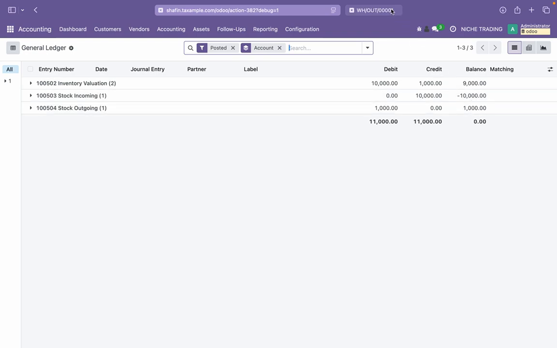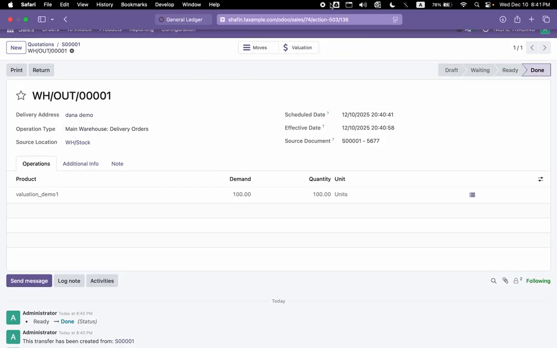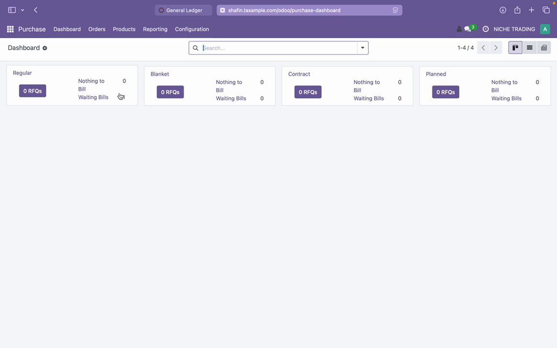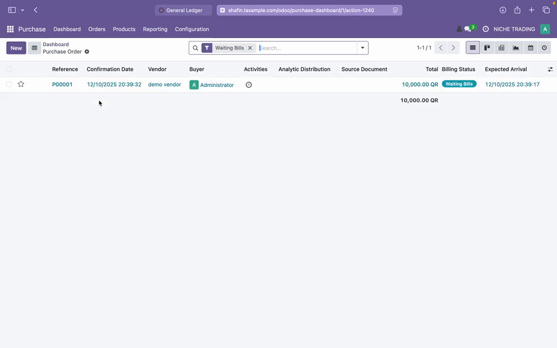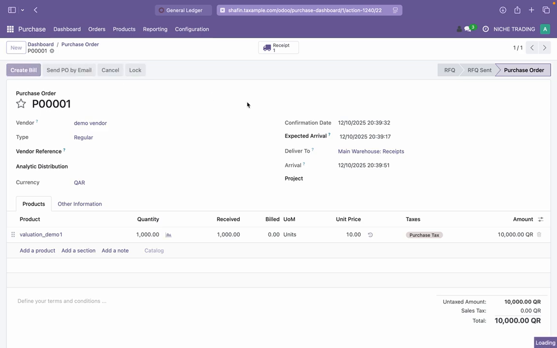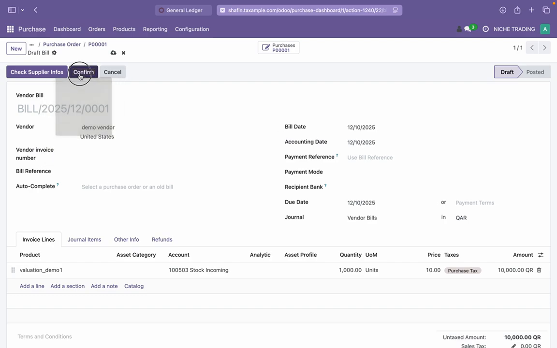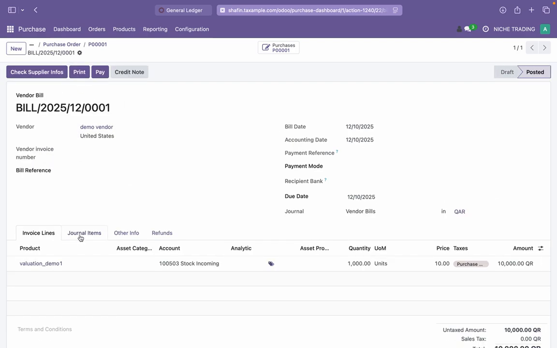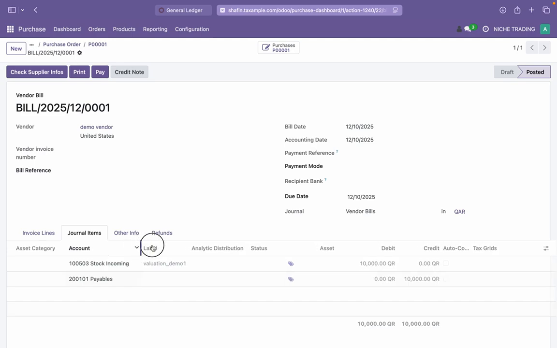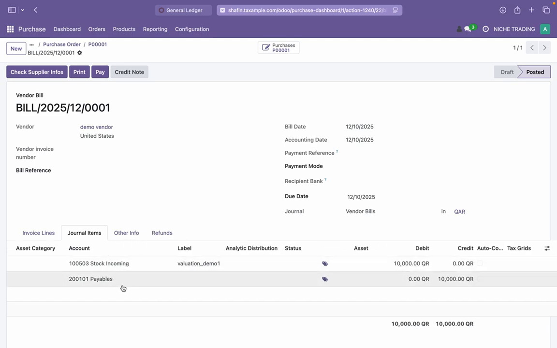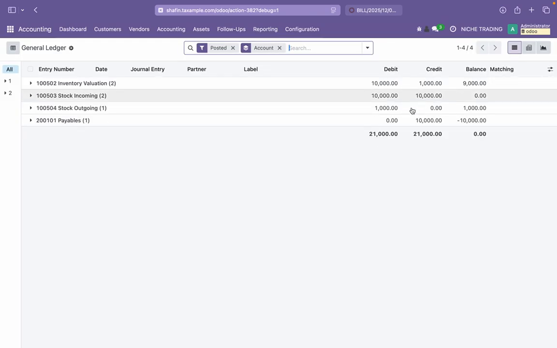Now, let's move to the purchase bill. The one purchase is waiting for the bill. So let's proceed with the bill now. Say this is for today. Confirm. We can see the exact journal that is being put in here. Stock incoming is debit, payables are credit because we have to pay our vendors, right? Let's look at the general ledger now. It shows we have payables worth 10,000 to our vendor.